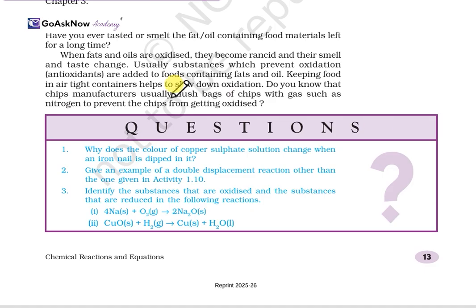Also, rancidity. Have you ever tasted food containing fat or oil that was left for a long time? When fats and oils are oxidized, they become rancid and their smell and taste change. Usually substances which prevent oxidation, or antioxidants, are added to food containing fat and oil. Keeping food in an airtight container helps slow down oxidation. Do you know that chip manufacturers usually flush bags of chips with a gas such as nitrogen to prevent the chips from getting oxidized?